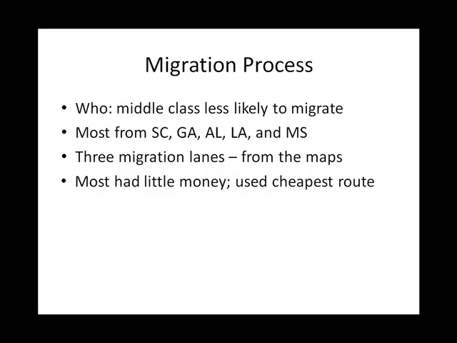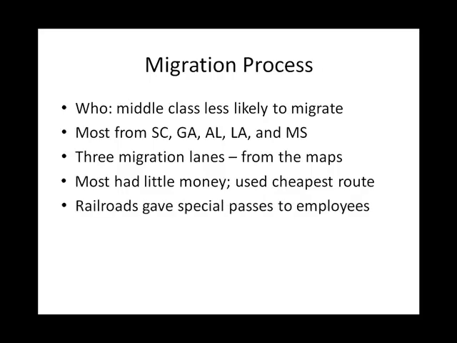Most migrants had very little money. So if you're thinking in terms of how did they get there, and we'll talk about this a little later in just another slide, they generally used the cheapest routes, sometimes using the railroads and sometimes using other routes. And we're going to talk also about some gender variations in this process of migration.